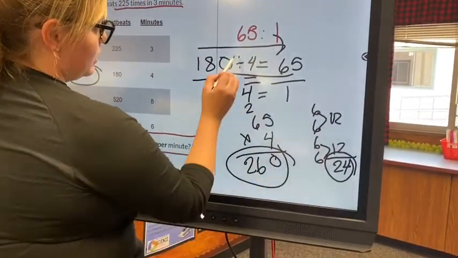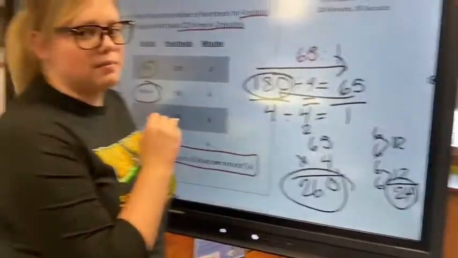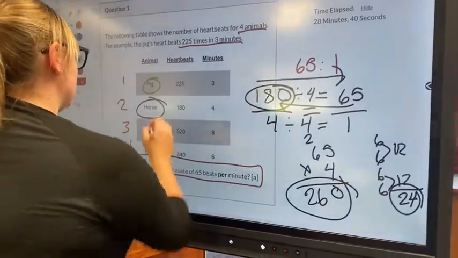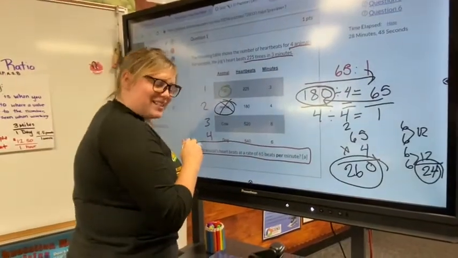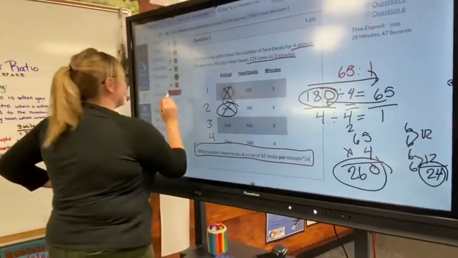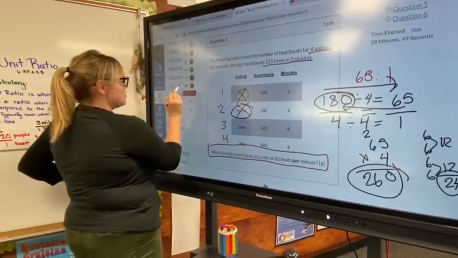This number and this number don't match. So I know that horse doesn't work. I said house earlier. Yeah, I realize that now. Okay, and pig doesn't work. So let's rewind.